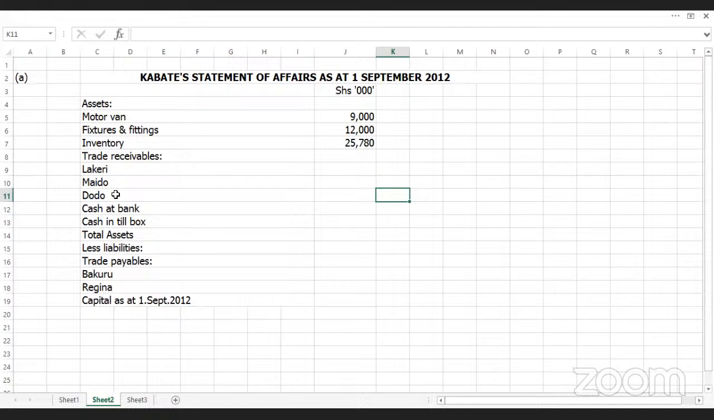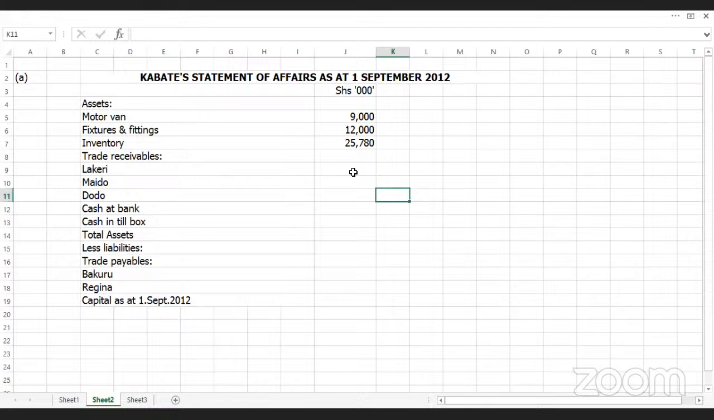So these are assets on the balance sheet, or on this statement of affairs of the business, because the business is operating on a credit basis. So these amounts owed to the business by Lakeri, Maido, and Dodo are assets. So we also have to present them under the assets of the business.